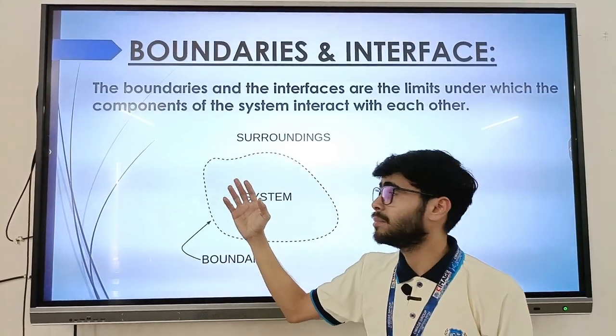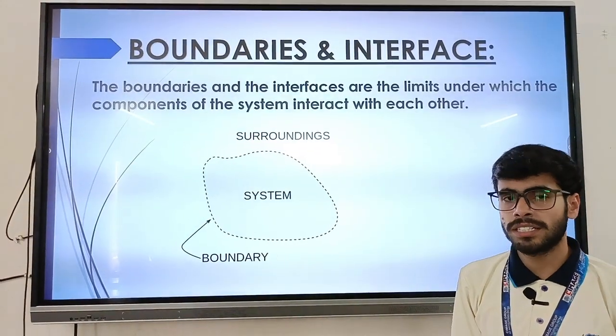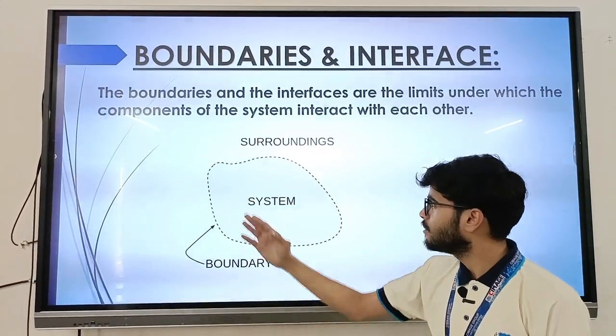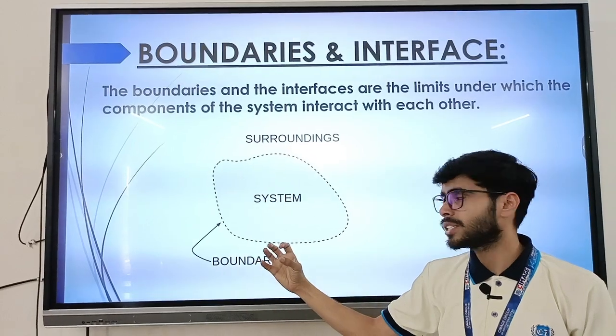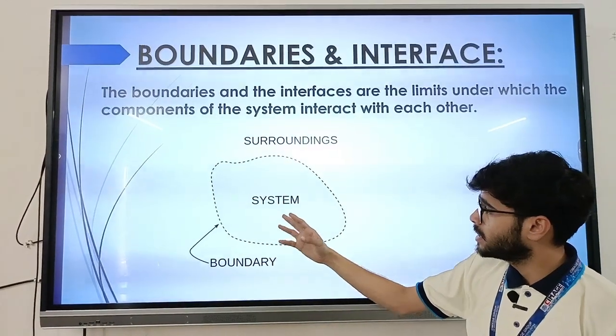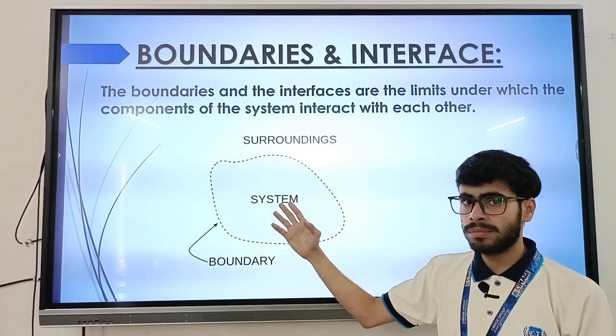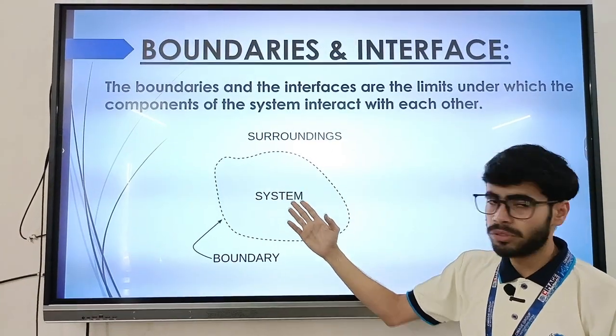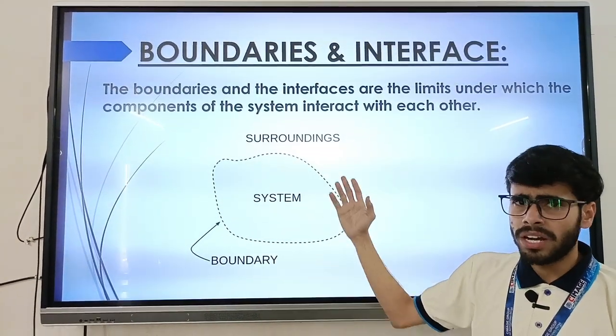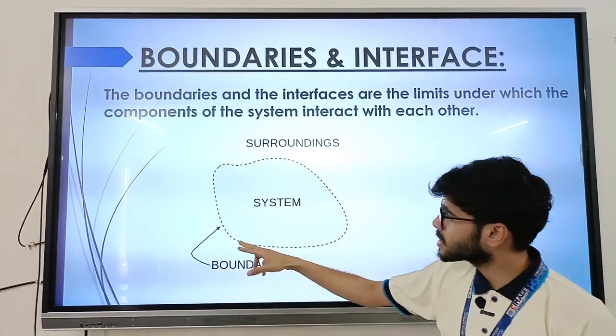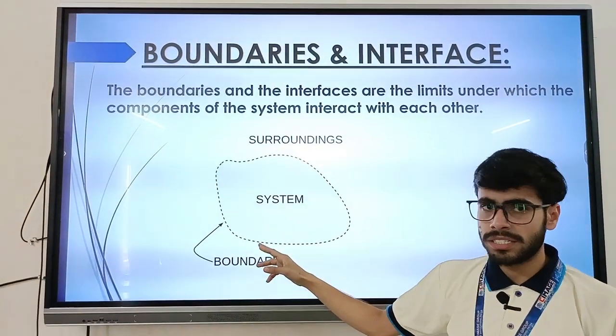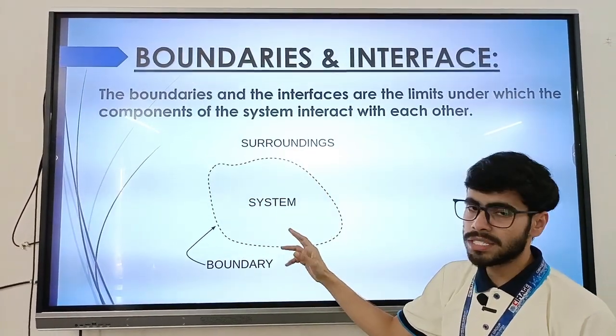Now the next element is boundaries and interface. It means that every system works under some limitations and boundaries, and the components of the system that we have discussed, the input, output, processing and all other components, work under some limitations. This is known as boundaries.